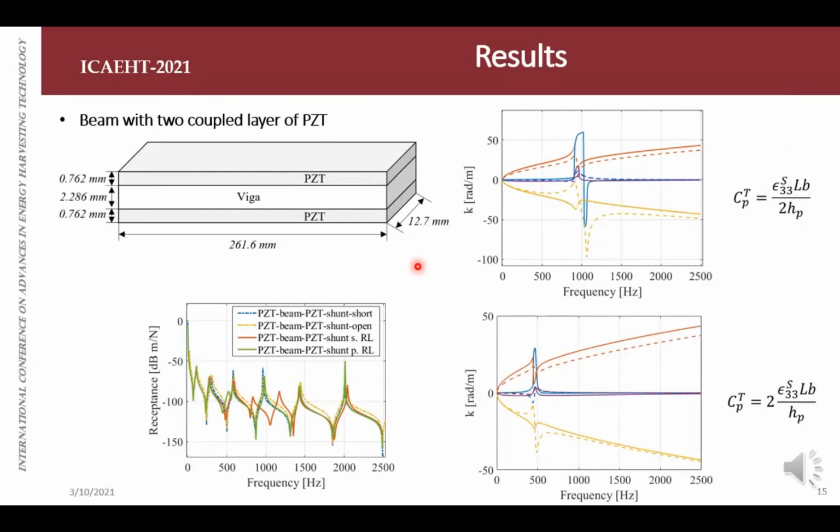In the case of the beam with two piezoelectric, the effect is very similar to the case with one piezoelectric. However, there is a difference in the design frequency location according to the series and parallel connection shunt configuration.